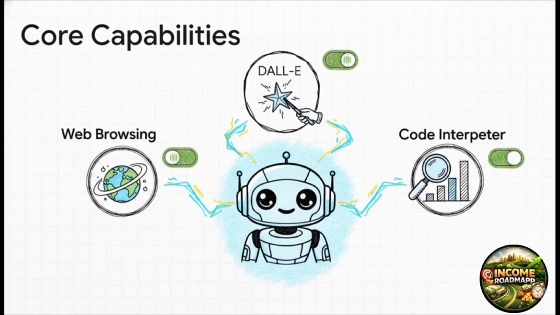Now for the heavy-duty stuff, the core capabilities. Your GPT can browse the web in real time, generate images with DALL-E, and even analyze data. My advice? For most cases, just leave all of these checked on. You want maximum power. But let's say you're building a GPT that only answers questions based on a specific PDF you uploaded. In that one case, you might want to turn off web browsing just to keep it super focused.